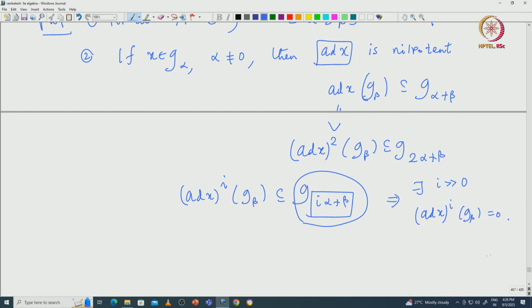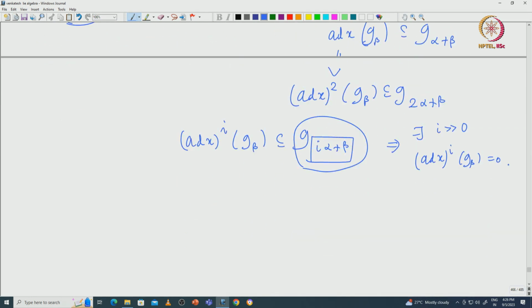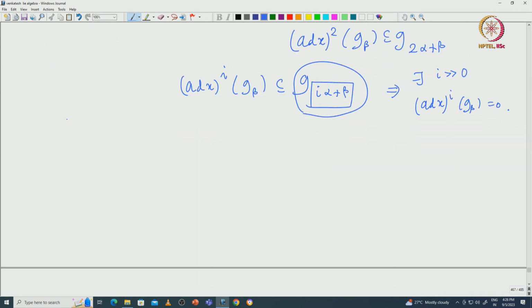And now there are only finitely many betas, so you can choose i large enough such that ad x power i acting on g itself is 0. So indeed, 2 is immediate from 1. So here is the third statement.